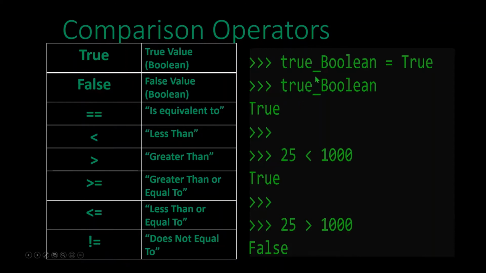Here's our example over here. If we have a variable true Boolean, and we set it equal to true, we assign the true Boolean value to this variable. Well, then if we go down and call the true Boolean variable in the Python interpreter, it's going to return the true value, because that's what we assigned to it. Down here, we have 25 is less than 1,000. That's true. Over here, we have 25 is greater than 1,000, and that's false. And that's pretty much how to use some of these. I advise you to mess around on your own with these.